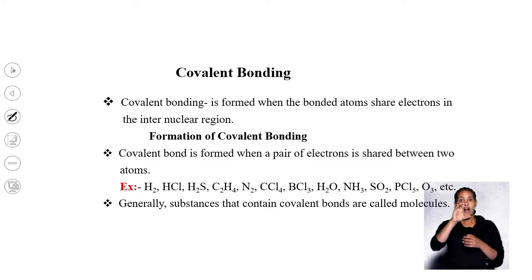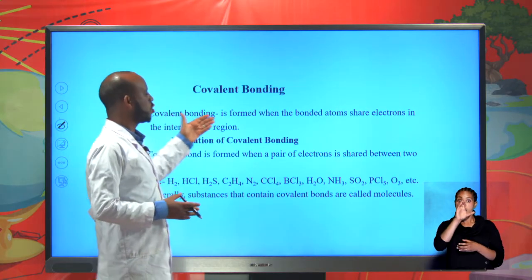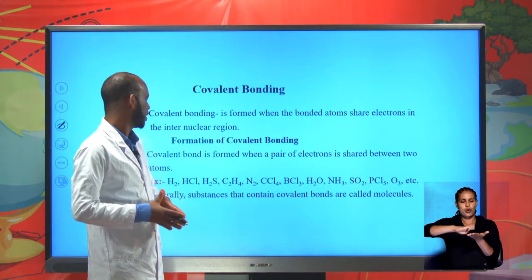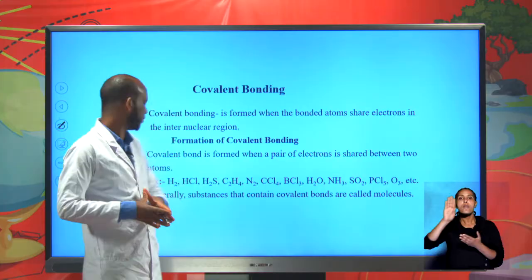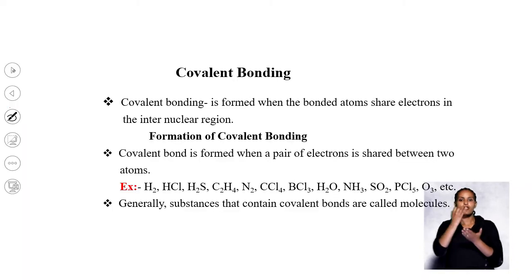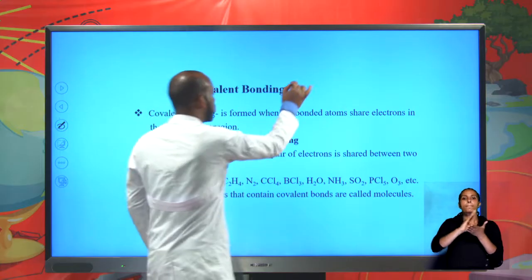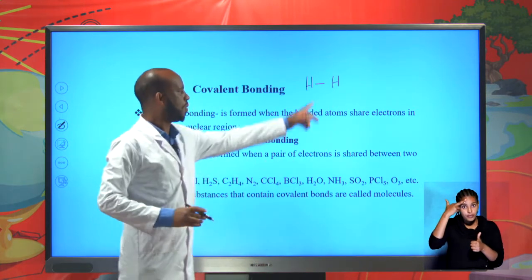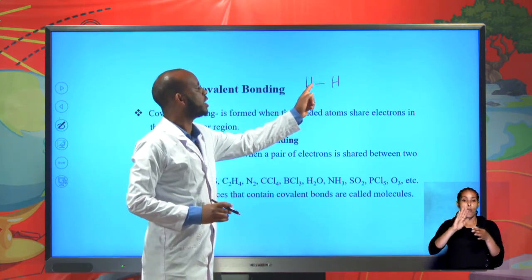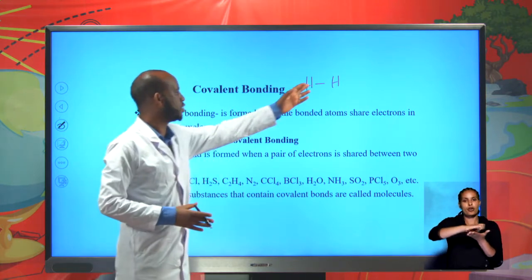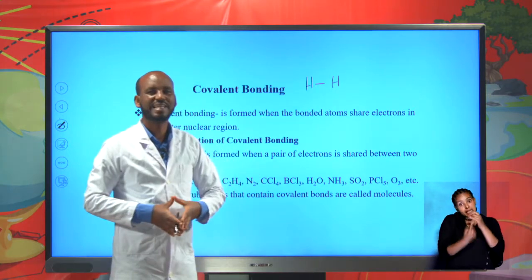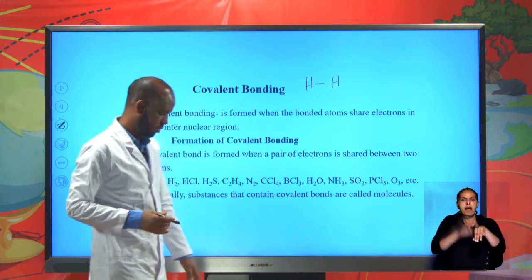Covalent bonding. A covalent bond is formed by sharing of electrons. Formation of covalent bonding: a covalent bond is formed when a pair of electrons is shared between two atoms. For example, the bond between the two hydrogen atoms is a covalent bond because this bond is formed by sharing of electrons. A covalent bond can be a single bond, double bond, or triple bond.